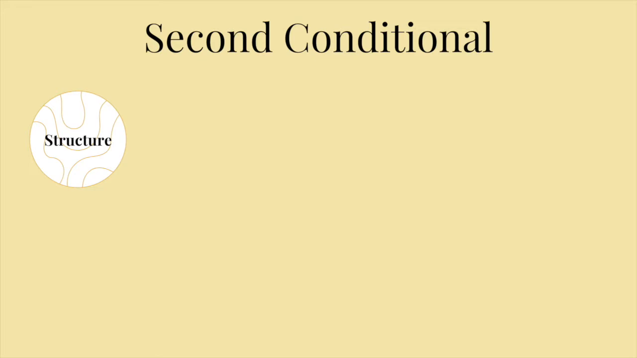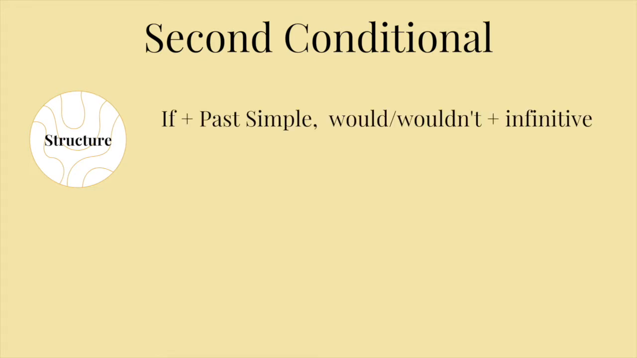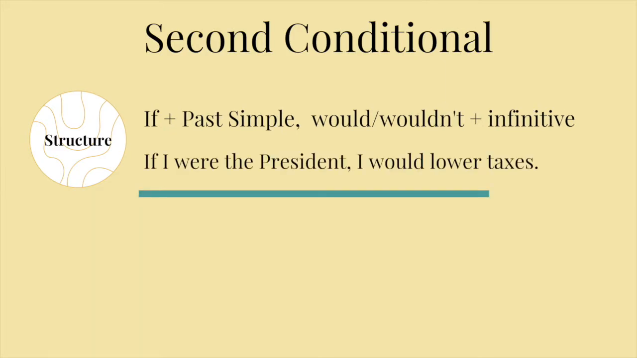Now let's look at the structure of second conditional. If plus past simple, comma, would or wouldn't plus infinitive. For example, if I were the president, I would lower taxes.